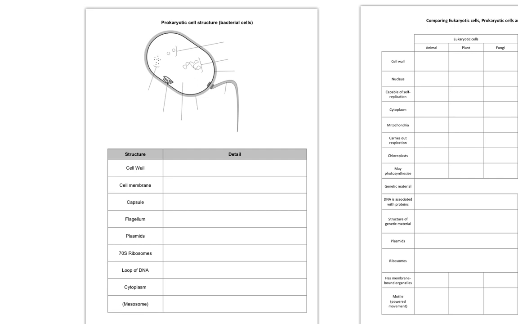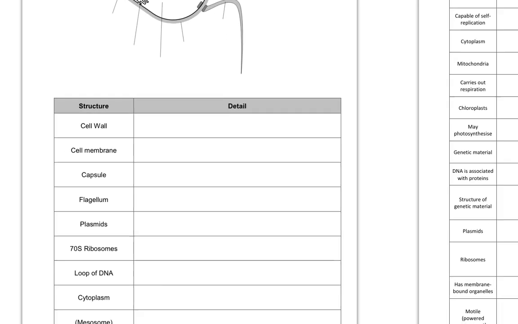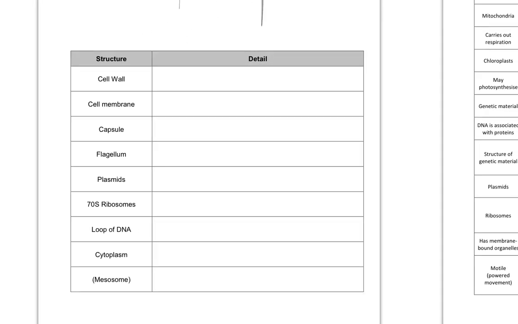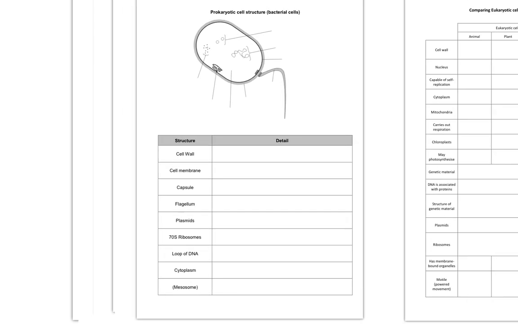Hello, Dr. Ellis here, and we're going to go through prokaryotic cell structure and then compare some other bits about cells as well. So if we just zoom into, these are the words that we're going to label on this diagram: cell wall, etc. So let's just have a look at this.